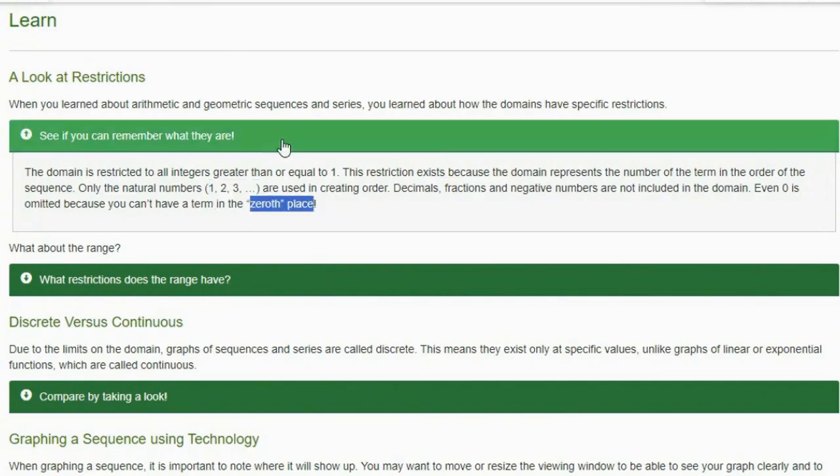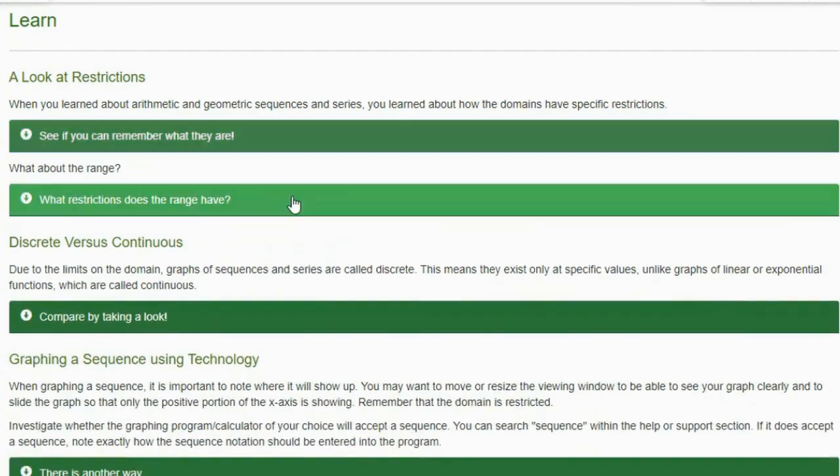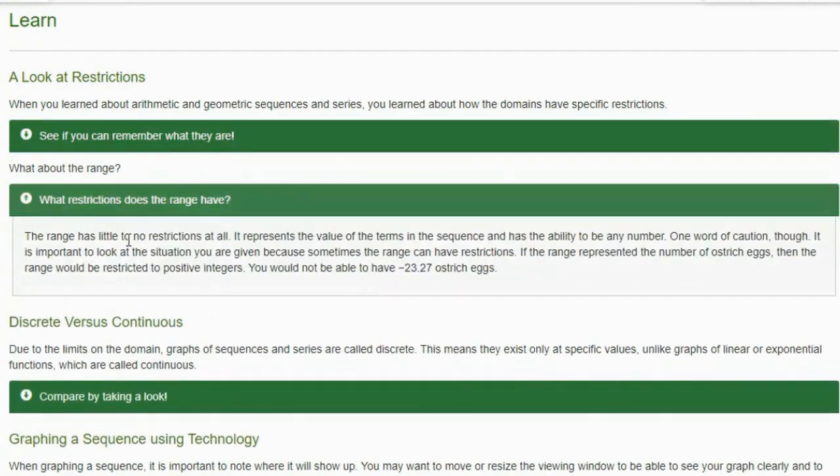So very simple. On the range, it just depends on the sequence. It really has little to no restrictions. It could be a negative sequence. It could be a sequence that has fractions or decimals. It could be a fraction that goes on forever. So it really just depends on the actual situation of the sequence you're using. Like if the range represented the number of ostrich eggs, then it would be restricted to positive integers or 0, right? You wouldn't be able to have negative 23.27 ostrich eggs. So the restriction on the domain is 1, 2, 3, 4, integers. On the range, it just depends on what sequence you're actually looking at.